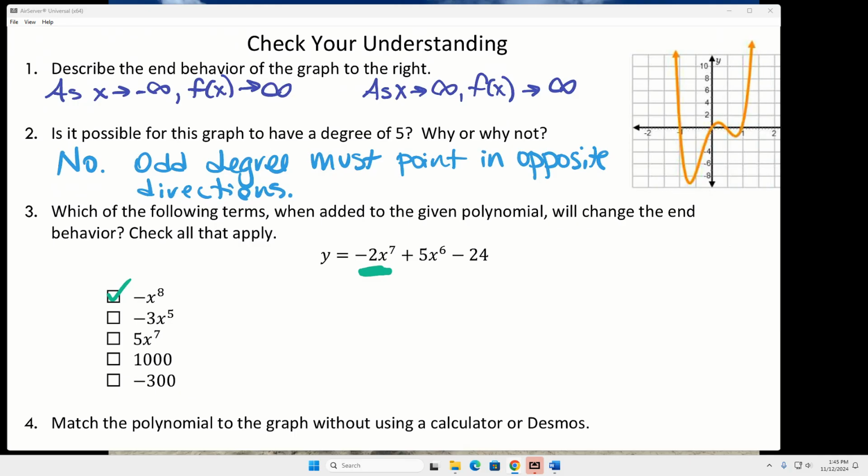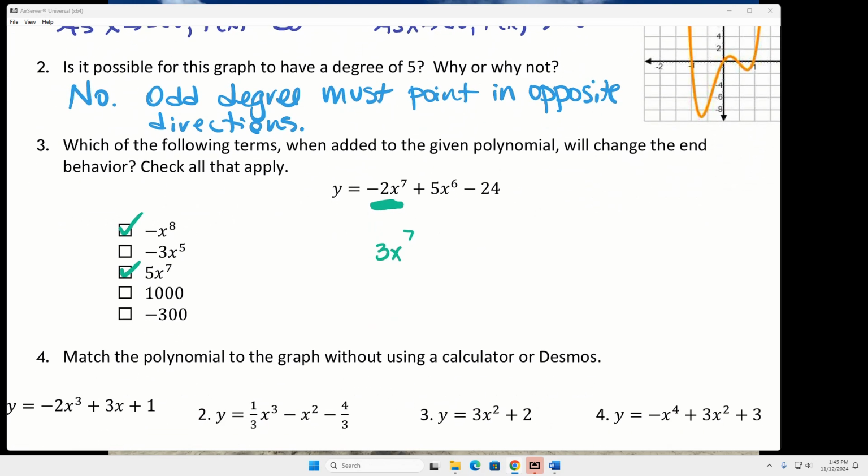All right, what about adding negative 3x to the 5th? Nope. What about adding 5x to the 7th? It would change it, because it would change that to a 3x to the 7th, which is going to change the positive negative leading coefficient. What about adding 1,000? Nope. Negative 300? No. So it would only change it if it changes something with that leading term.